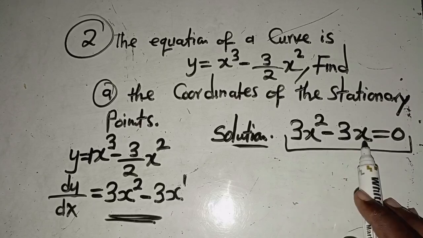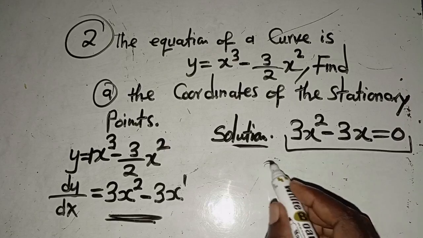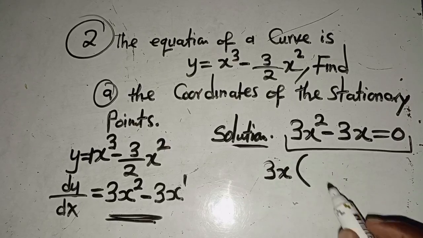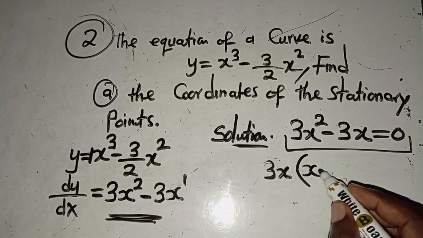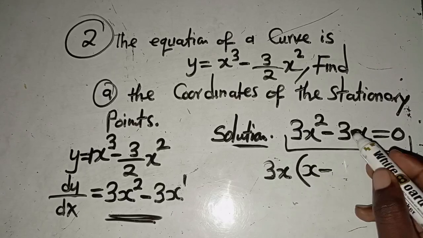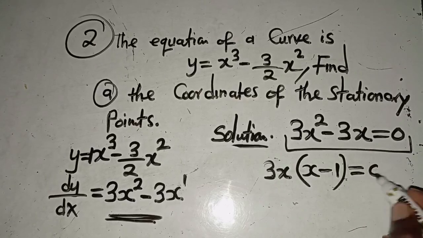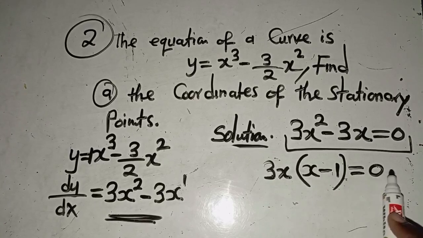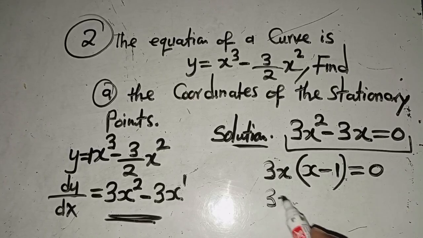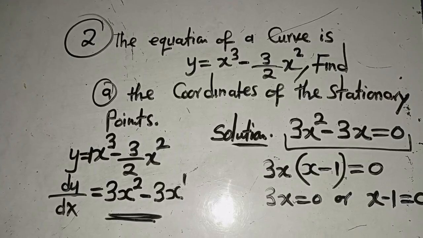So you solve this. Which method are we going to use here? Well, let's factorize. What is common is 3x. Open bracket: 3x squared into 3x, it is x. Minus 3x into 3x, it is just 1. Then I equate to 0. So 3x, open bracket, x minus 1, is equal to 0. I get 3x equal to 0, or x minus 1 equal to 0.